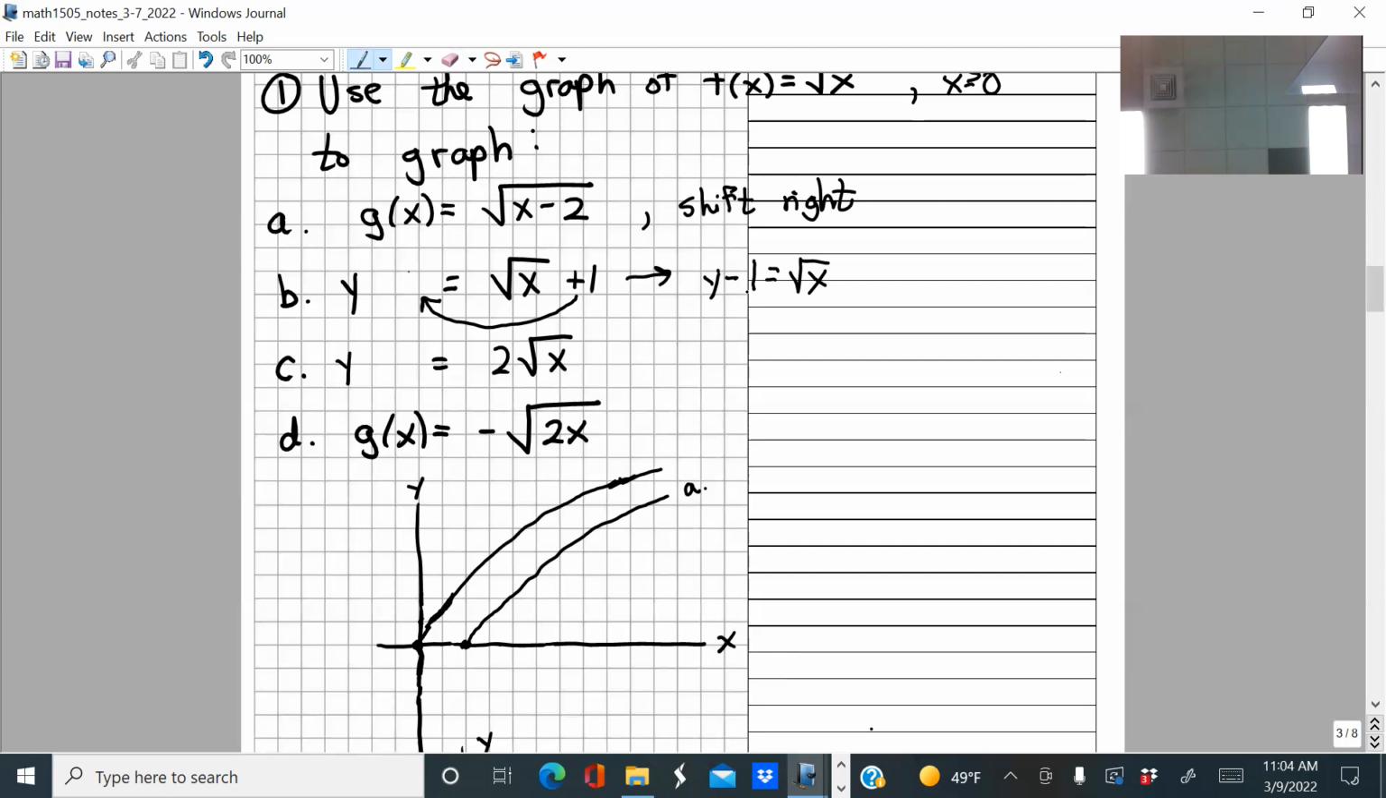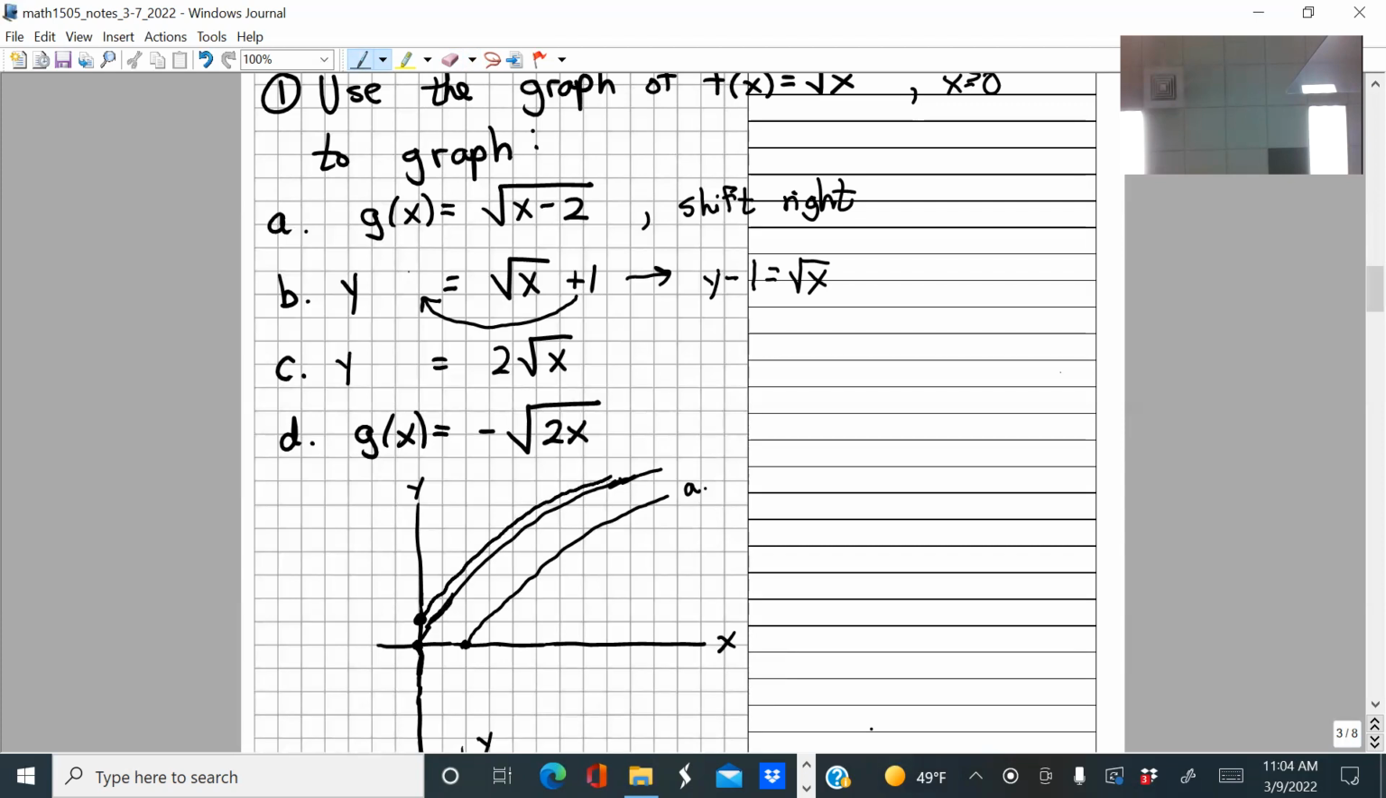Which way am I shifting? Up. Okay, right, you're shifting up. So I just shift the whole thing. This point goes up by 1, right? And then the rest of the curve just goes up. So I have to draw it.